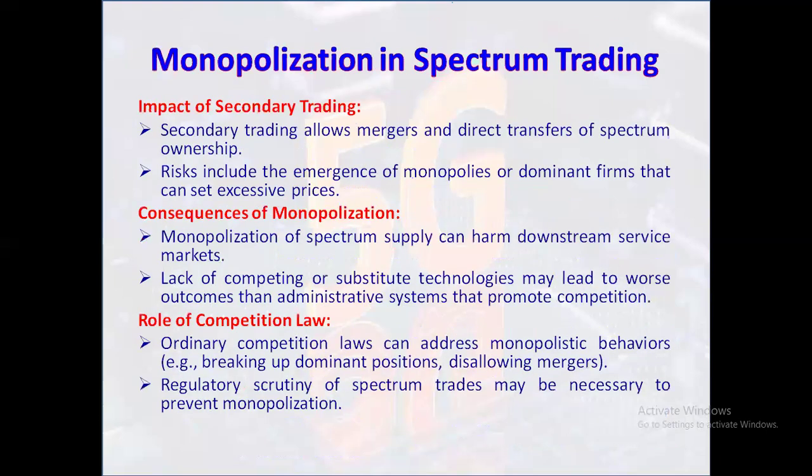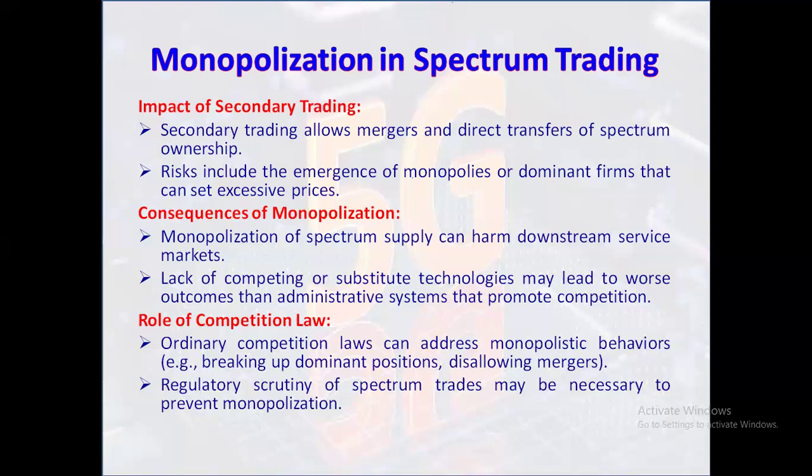Next, monopolization in spectrum trading. Under the first point is the impact of secondary trading. When secondary trading is allowed, companies can merge or directly transfer ownership of spectrum. This can lead to the formation of monopolies where one or a few firms control the market and can charge higher prices for the services. This is a concern because it may limit competition and harm consumers.